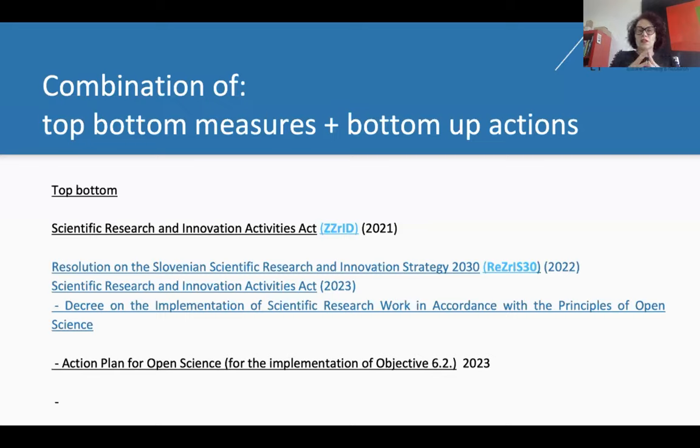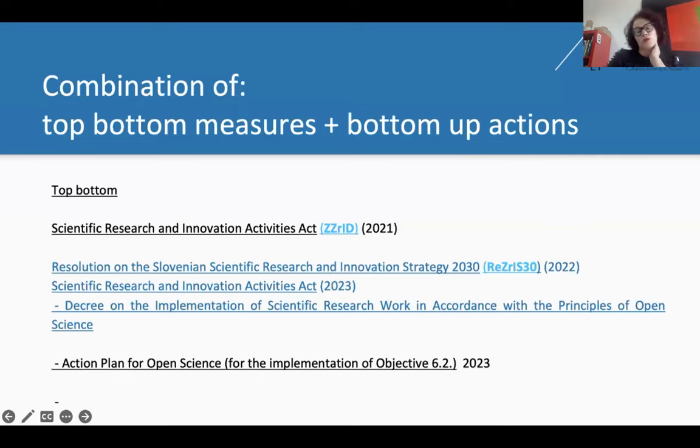Then followed a huge resolution on the Slovenian scientific research and innovation strategy until 2030, where suddenly open science played a very, very important role. So in the most important strategic document that concerned scientific research and innovation strategy, open science played a very, very important role.